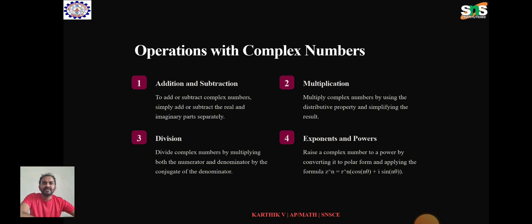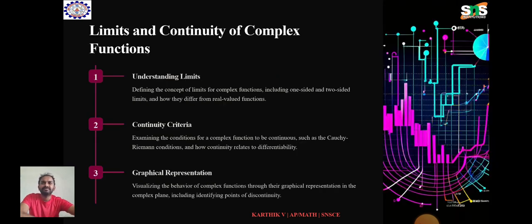Exponentiation. To raise a complex number to a power, you can use de Moivre's theorem, which states that (cos theta + i sin theta) to the power n equals cos n theta + i sin n theta.